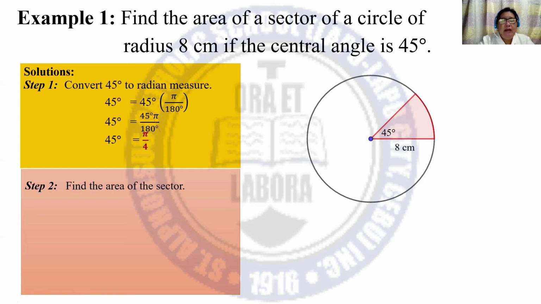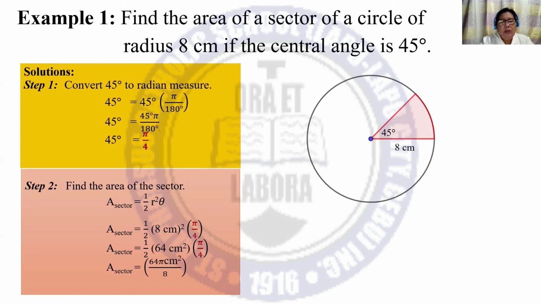And finding the area of a sector using this formula, all you have to do is to substitute 8 to r and pi over 4 to theta. And simplify, the square of 8 cm is 64 cm squared, and multiplying 1 by 64 and pi, that will give you 64 pi. And 2 times 4 is 8. So what we have is 64 pi cm squared over 8. And 64 divided by 8 is 8. So the area of the sector of a circle is 8 pi cm squared.